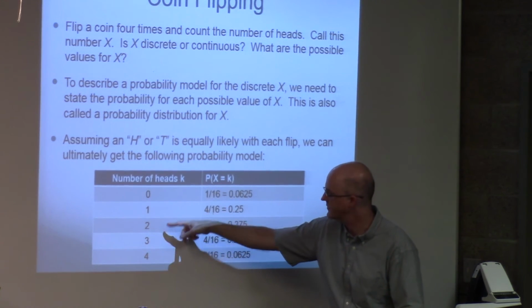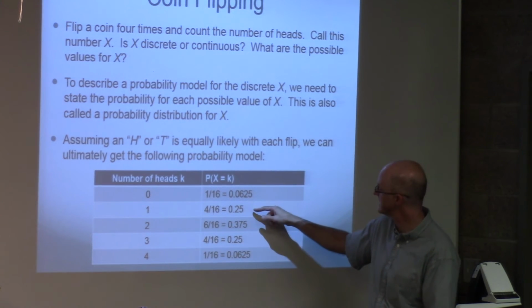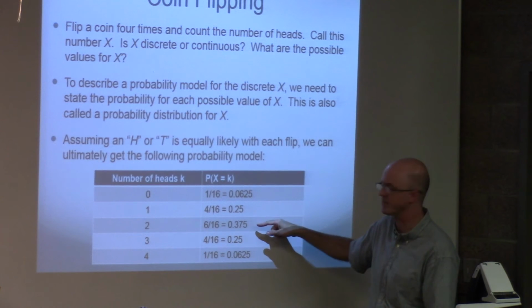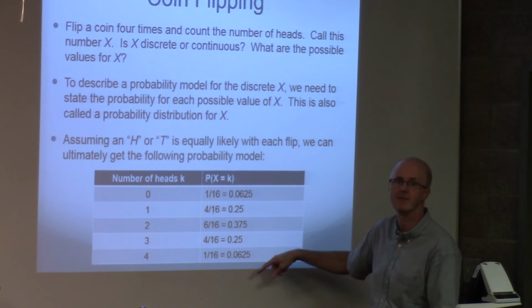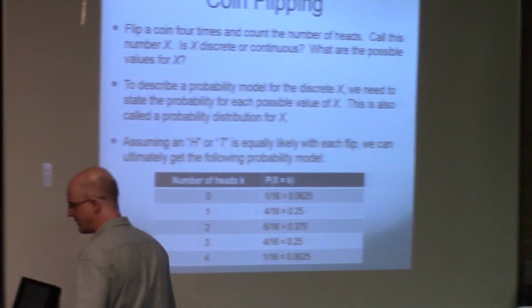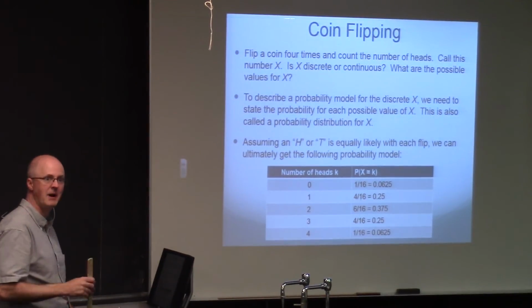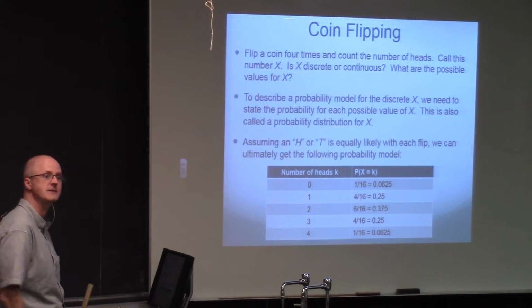K could be 0, 1, 2, 3, or 4. So this is the probability that x equals 0. This is the probability that x equals 1. This is the probability that x equals 2, etc. That's how the labeling goes. Just shorthand notation. And this is discrete, so we can assign a positive probability of x equaling certain values.